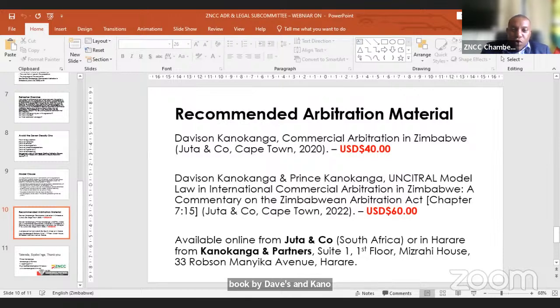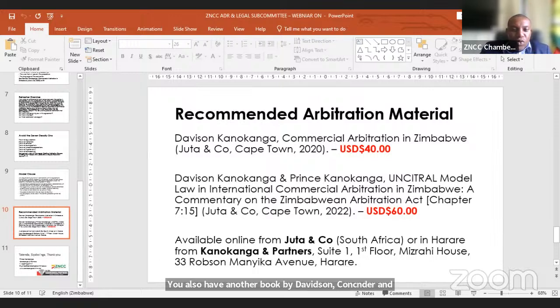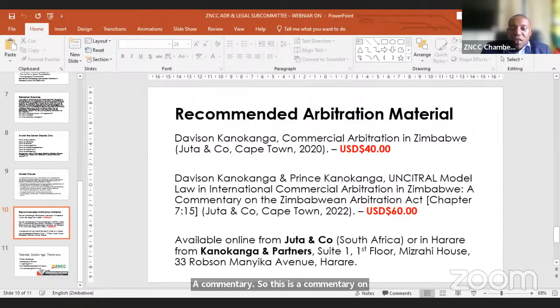You also have another book by Davison Kanokanga and Prince Kanokanga on the UNCITRAL Model Law on International Commercial Arbitration in Zimbabwe. A commentary, so this is a commentary on the Zimbabwean Arbitration Act, again by Juta and Company in Cape Town, which is going for $60. One can purchase these books online from Juta and Co. in South Africa, or they can purchase them here in Harare from Kanokanga and Partners. So these will be good books for people to have, which will help them with the knowledge of arbitration, in training of arbitration, or even in drafting agreements.